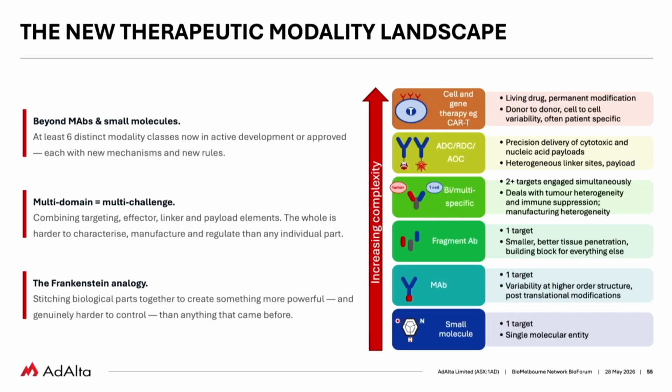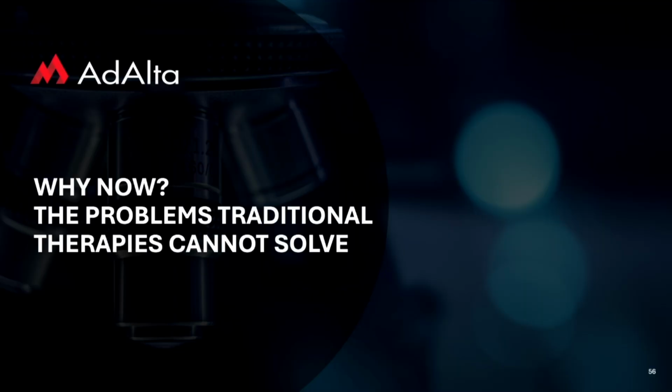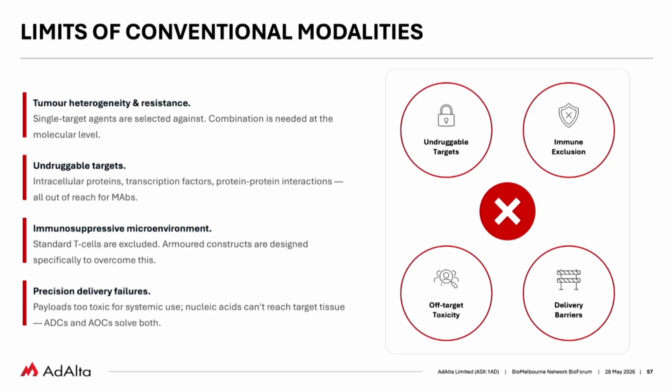Now, why the hell are we doing this? And why does it matter? Well, the answer is we're trying to solve problems that traditional therapeutics couldn't. If we pick the cancer examples, tumour heterogeneity and resistance. Tumours don't express a single set of antigens. So a single antibody targeting a single cell surface receptor or tumour-associated antigen isn't going to get rid of all the tumour.